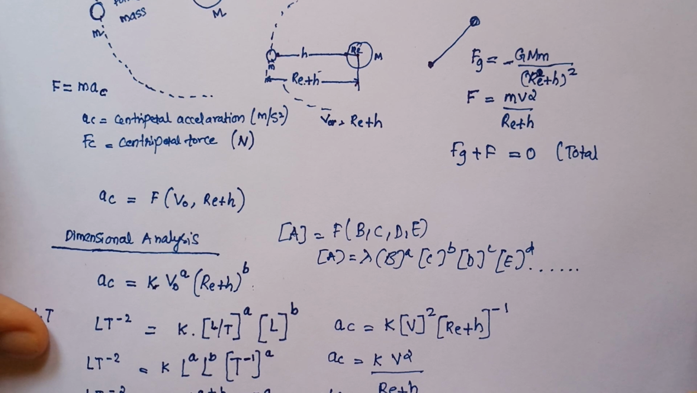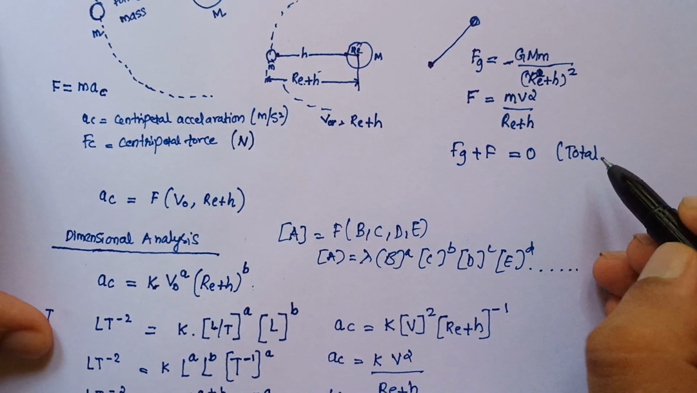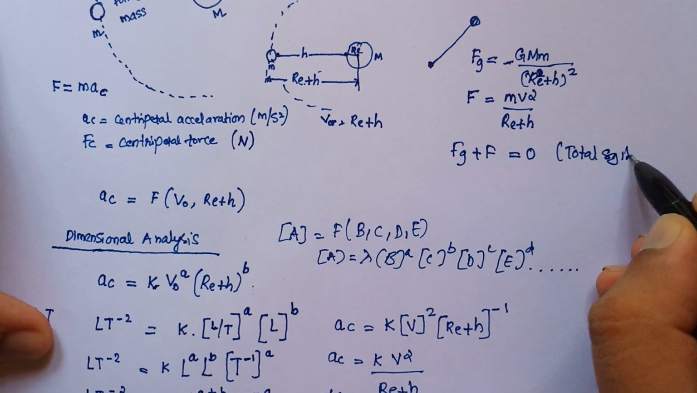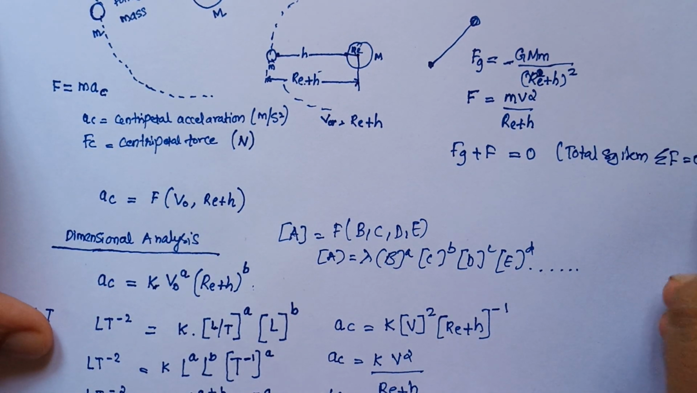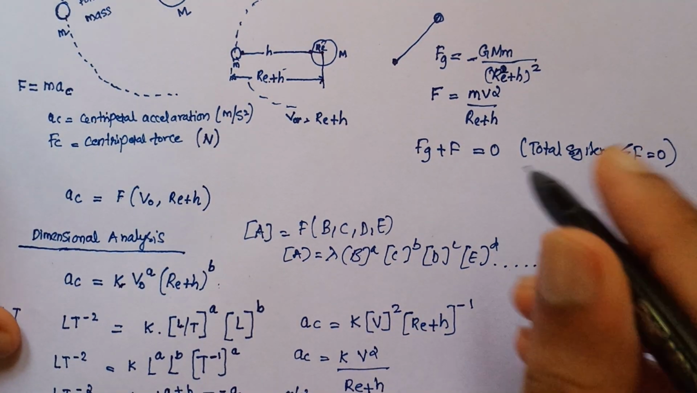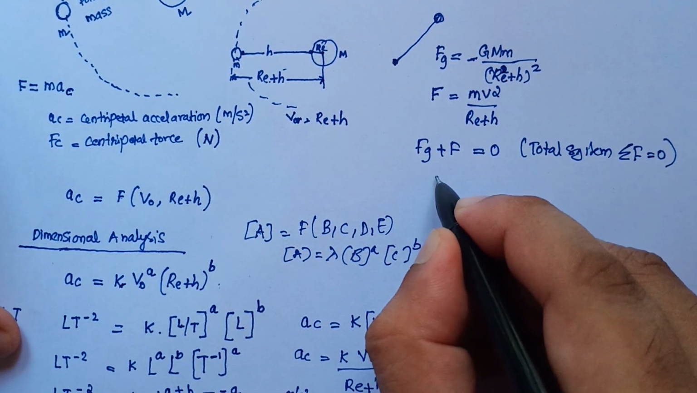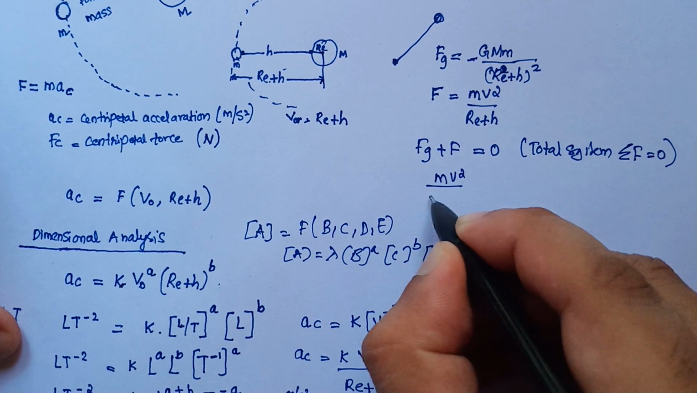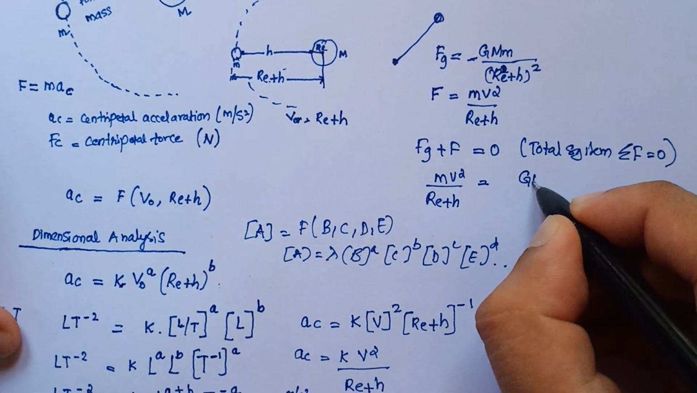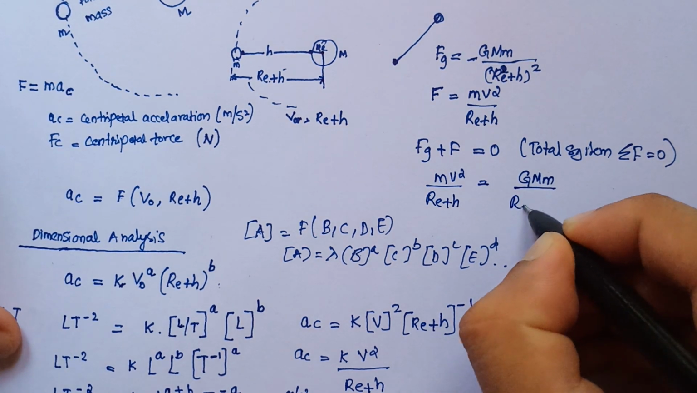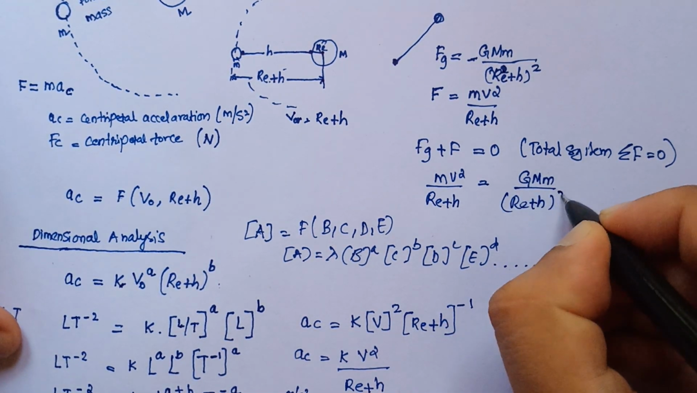Because we have already seen force is a gradient of energy. So here, if energy is conserved, then probably force needs to be conserved for the total system. The summation of F, this is the equilibrium of forces, should be equal to 0. That means mv² divided by (Re + h) should be equal to GMm by (Re + h) the whole square.